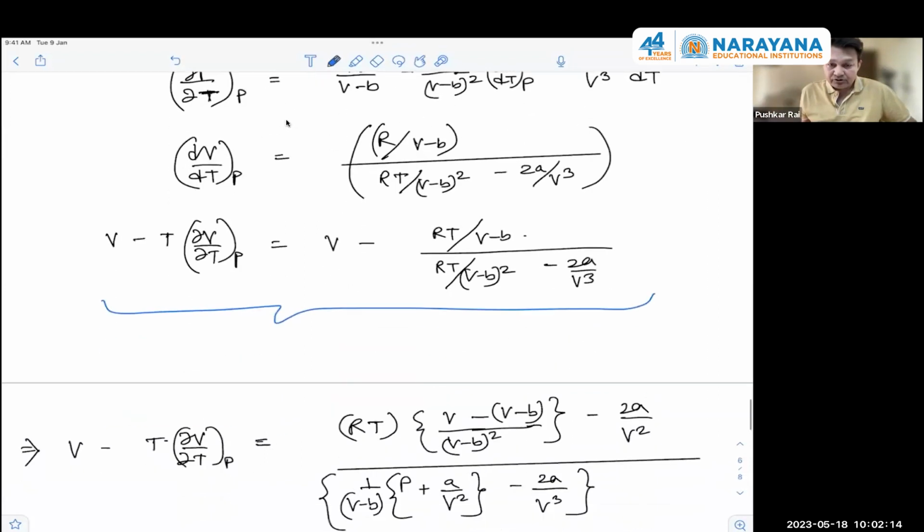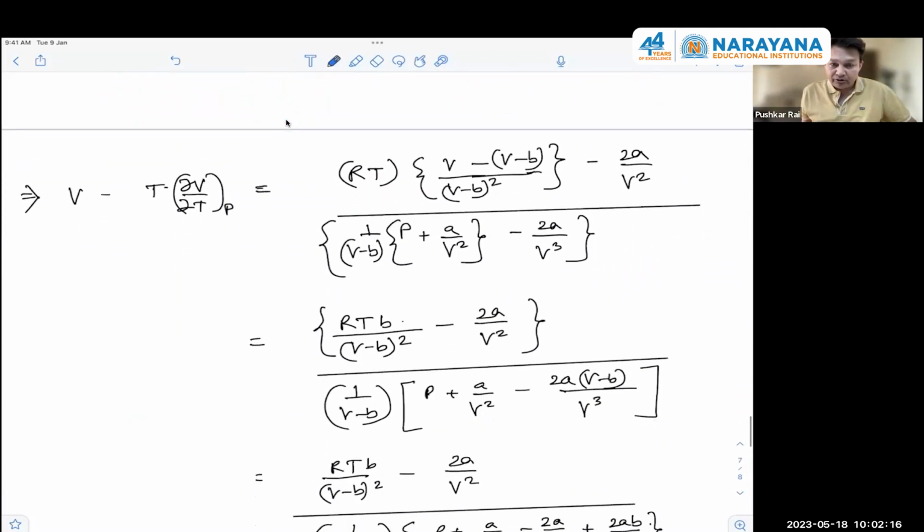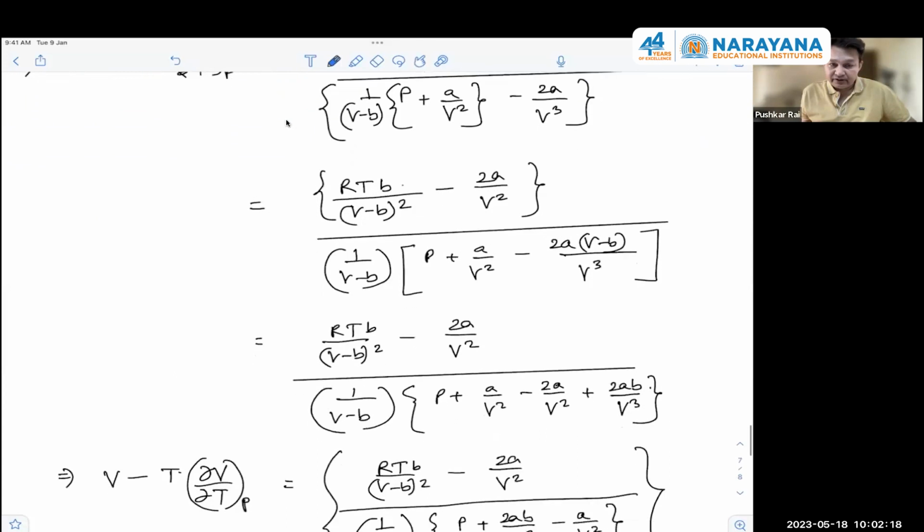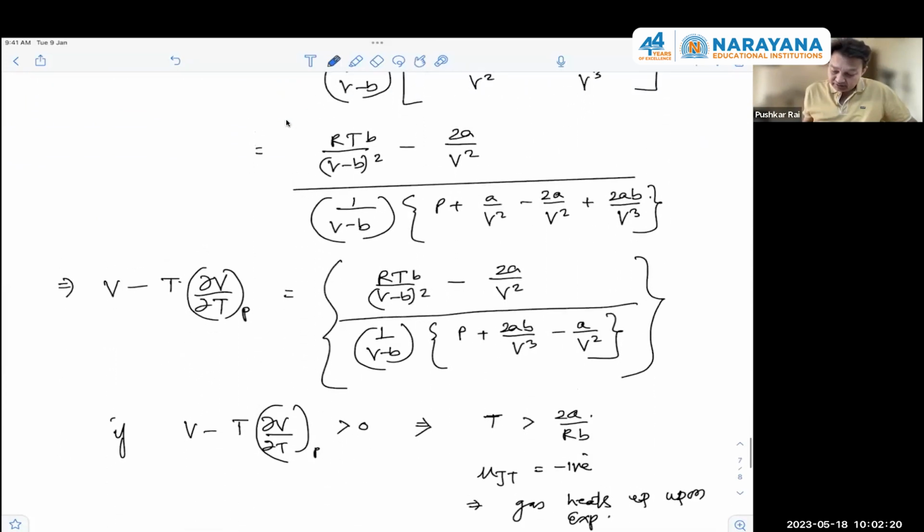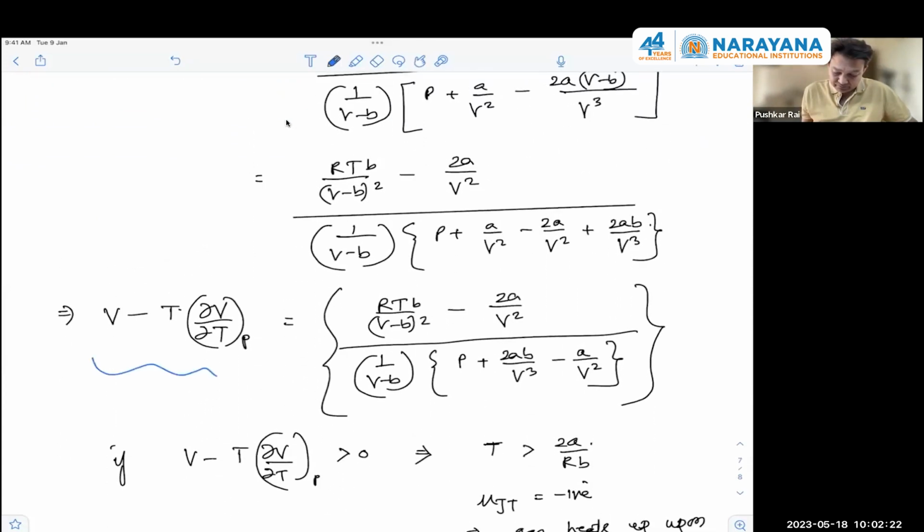Okay, you see what final expression you are getting after doing all this. We are getting this final expression. And in this final expression, you see the denominator is always going to be positive. I have presented it in such a manner that the denominator is always positive.